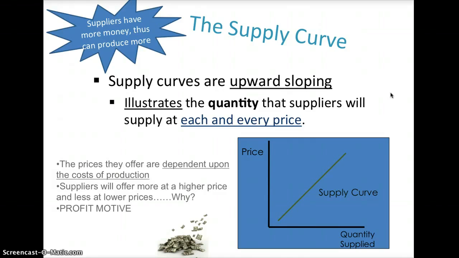Dependent on the cost of production, they're going to offer more at a higher price and less at lower prices. Well, this is obvious because if they offer things at higher prices, they can make more money off of an individual good. One of the motives in a capitalist economy, in our economy, is the profit motive, right? Companies are out to make money. So the more money they make, they will set the price higher.